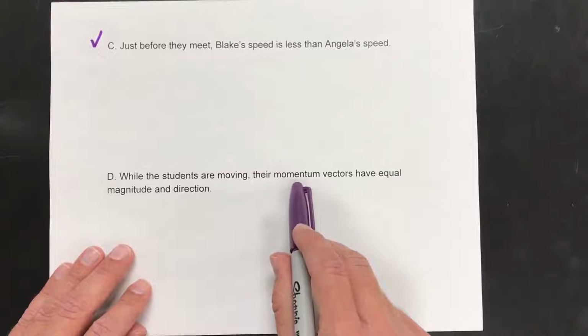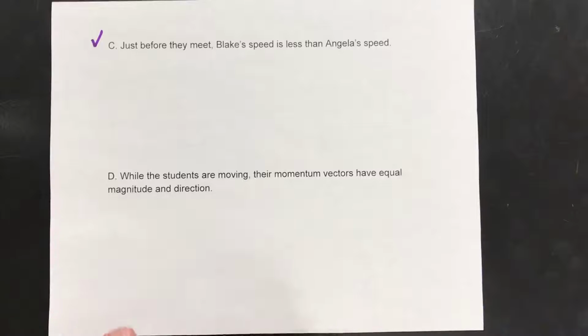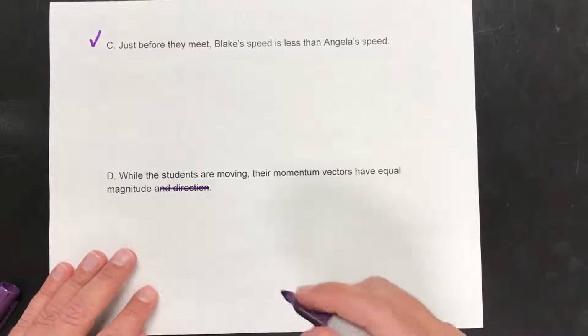While the students are moving, it says in D, their momentum vectors have equal magnitude and direction. So you can see that this is probably the incorrect part right here, but let's think about it.